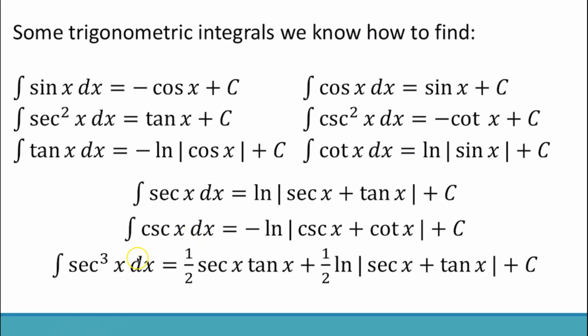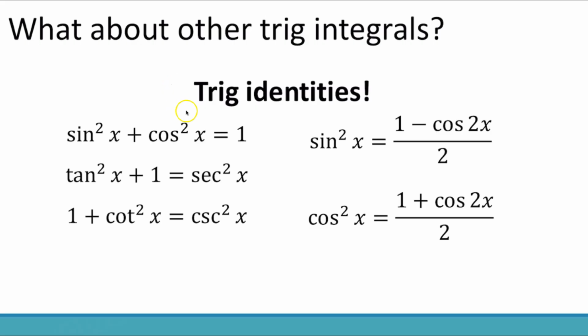And from integration by parts, we can integrate secant cubed x or even use a power reduction formula on higher powers of secant. But what about other trig integrals? You might have guessed it, trig identities. If the integrand involves trig functions, then we can use the Pythagorean identities or the power reducing identities, and those are going to be the ones we focus on in this section.